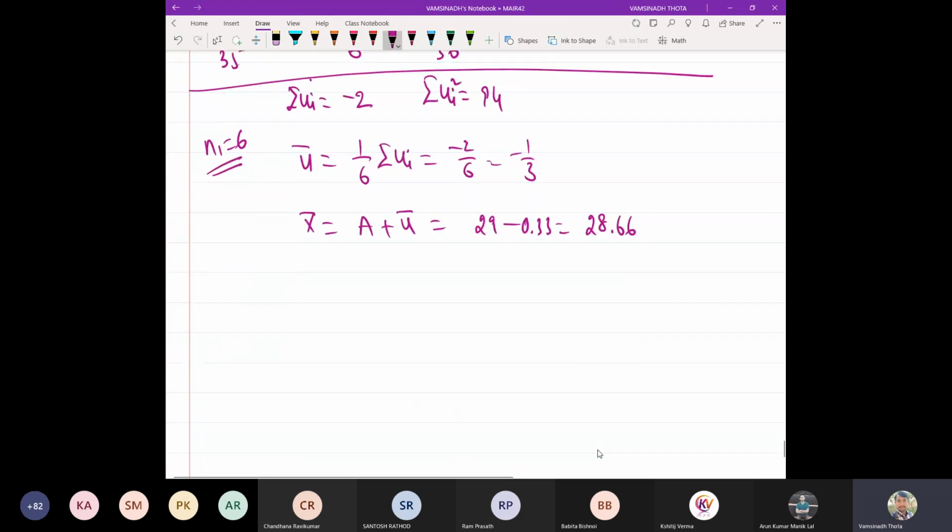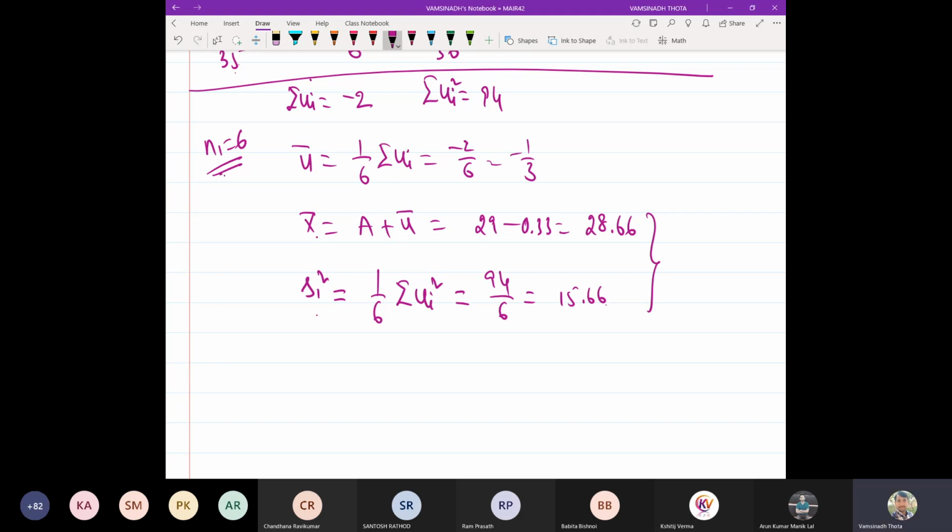Now what is the variance? S1 square is the variance of X. Yesterday we have seen, right? It is 1 upon 6 times the summation of UI square directly. So that is 94 upon 6. What is 94 upon 6? That is 15.66 something. So this is how we have to evaluate. Now X bar is there, S1 square is there, and N1 you know.